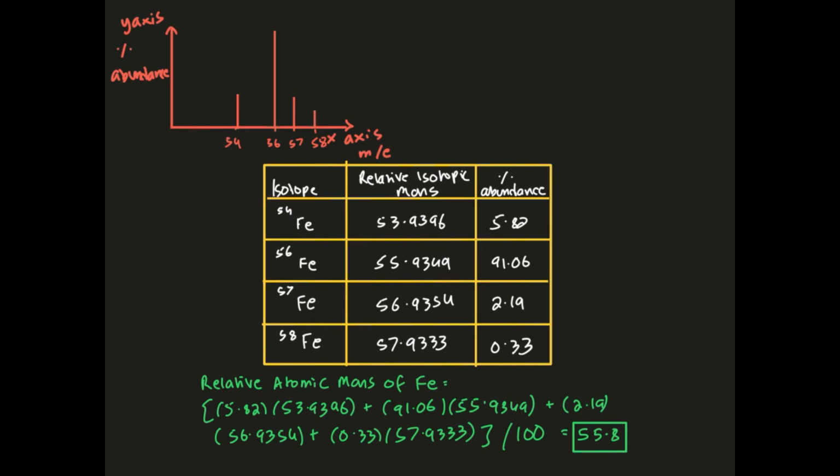Usually in your exams, they give you this table and they ask you to calculate the relative atomic mass. Or in some questions, they might just give you the graph with values on the y-axis and ask you to calculate it. The way you do this is, you multiply the percentage abundance by the relative isotopic mass for each isotope that you have. And then you divide that by 100 because it's a percentage, and that's going to give you the relative atomic mass, which is 55.8. And if you look at the periodic table, they usually round it off to 56.